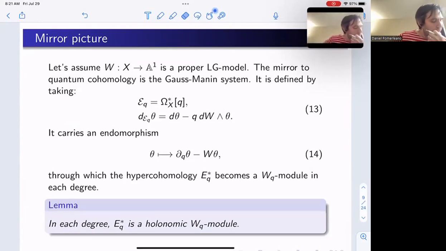So let's say that you have a proper Landau-Ginzburg model, so a function to A1, that's roughly speaking the mirror to a Fano variety. Maybe you'd say the mirror is not necessarily proper, but this is going to be the best analogy for what we're going to do here. And the mirror to quantum homology is the so-called Gauss-Manin system. So what you do is you take differential forms and you adjoin a variable q, and you equip it with this twisted de Rham differential.